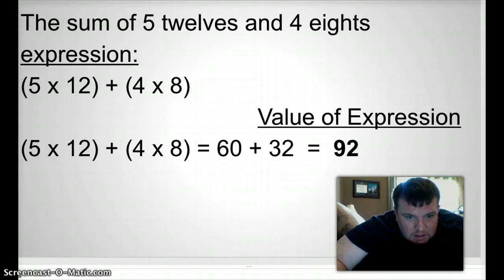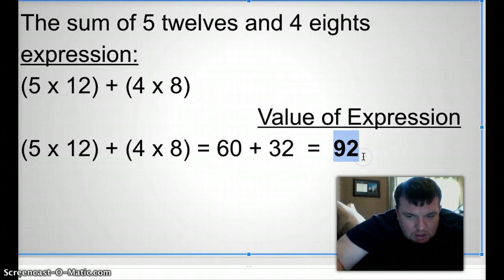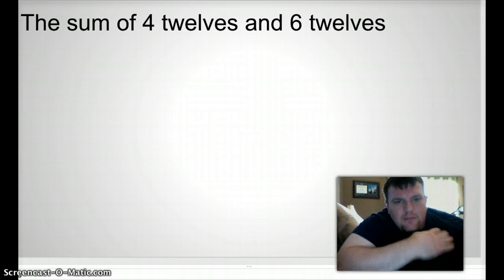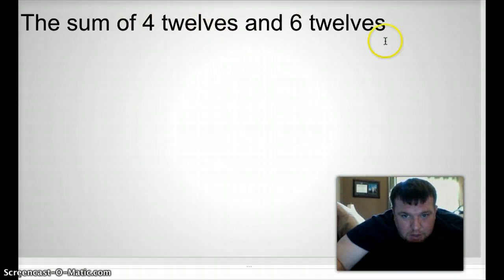You should have gotten (5 times 12) plus (4 times 8) equals 60 plus 32, because 5 times 12 equals 60 and 4 times 8 equals 32, and 60 plus 32 equals 92. That is your value. Try another one: the sum of 4 twelves and 6 twelves. This is a unique one. Since they're both 12s, we can write it two different ways.